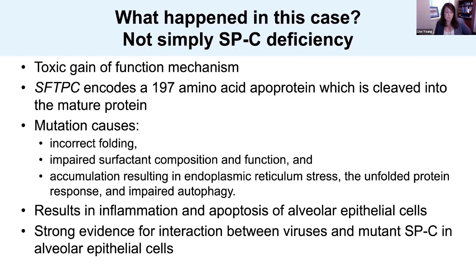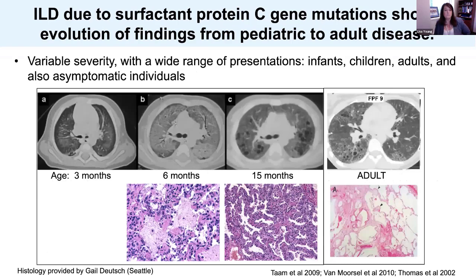There's really strong evidence for an interaction between viruses and this mutant form of surfactant protein C in epithelial cells. So this is an example of how virus may bring these patients to clinical attention. Surfactant protein C disease is pretty fascinating in that it has quite variable severity with a wide range of presentations from infants, children, adults, and also asymptomatic individuals in the same family.